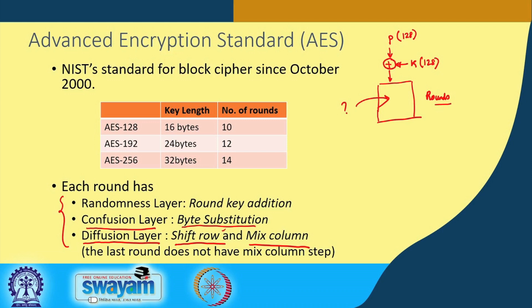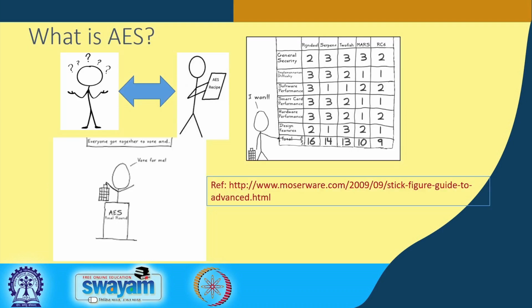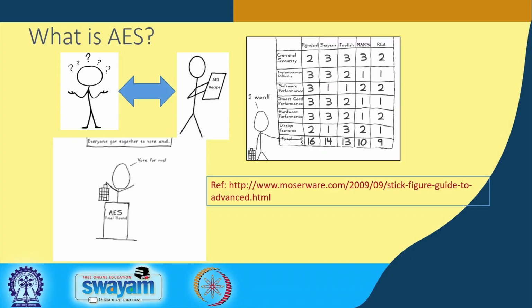So first we'll try to understand what AES is and what it is made of. In general, AES was designed by two Belgian cryptographers, Vincent Rijmen and Joan Daemen, and therefore, from their names, it was called Rijndael. Rijndael was the name of the original cipher, and there were many other competitors also, like Serpent, Twofish, Mars, and RC6.